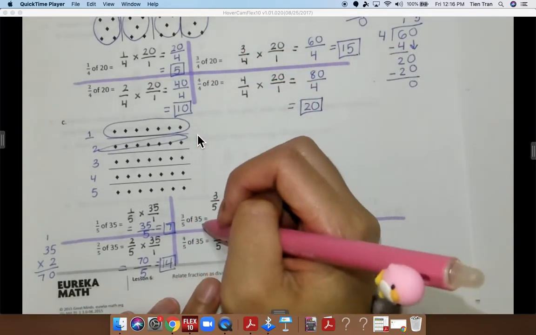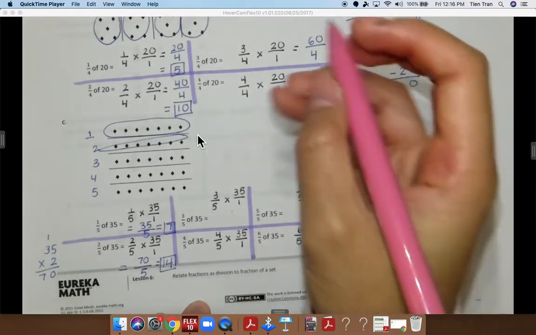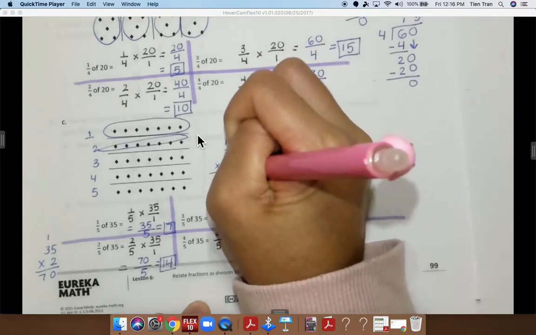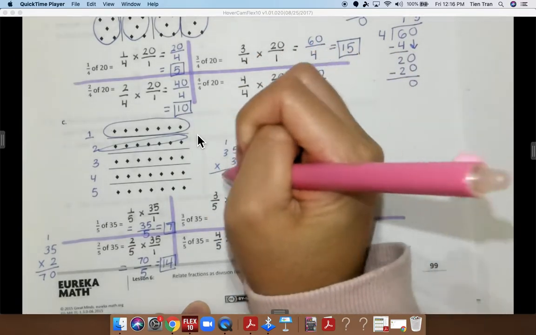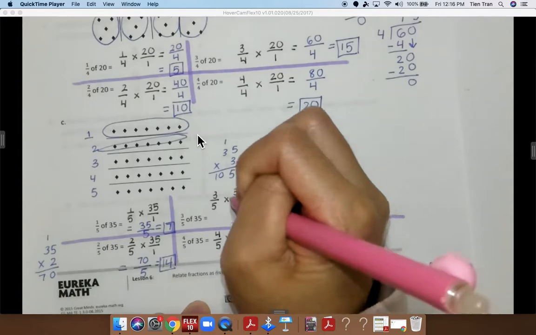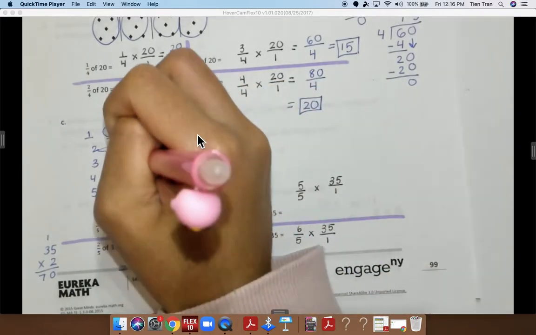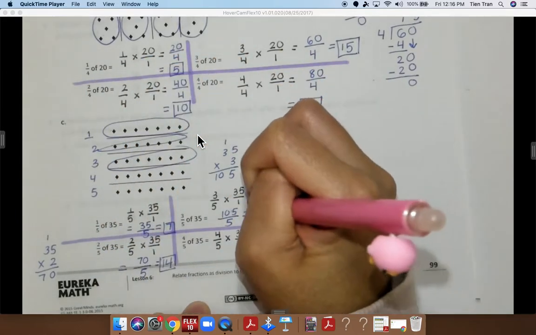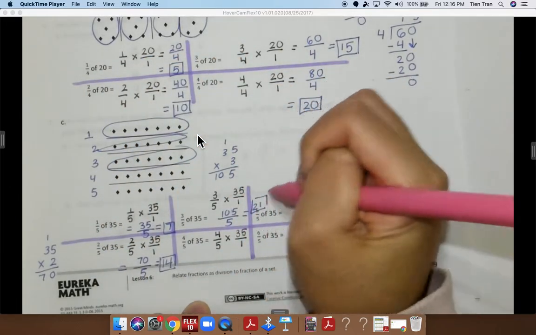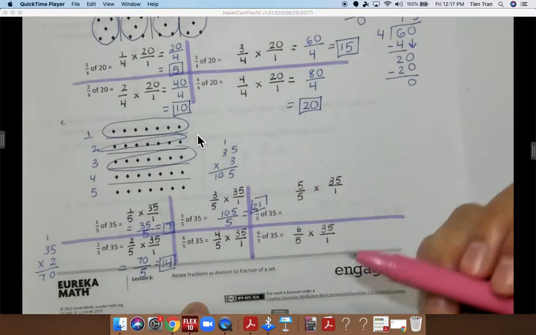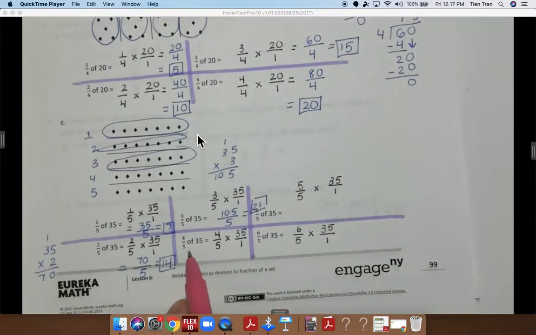Now, what if I have 3/5 of 35? So you're multiplying 35 times 3. 5 times 3 is 15. 3 times 3 is 9. Plus 1 is 10. You get 105 divided by 5. And when you divide that, you would get 21, because 3/5 of 35, you count 3 sections, which gives you 21.